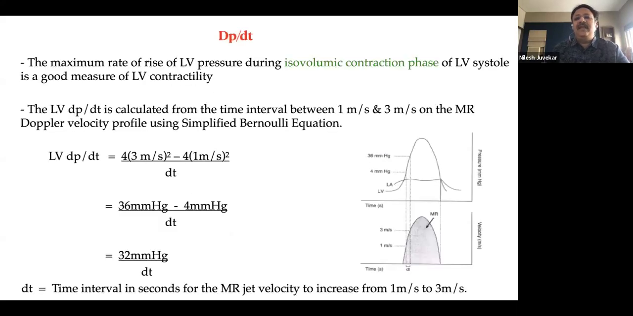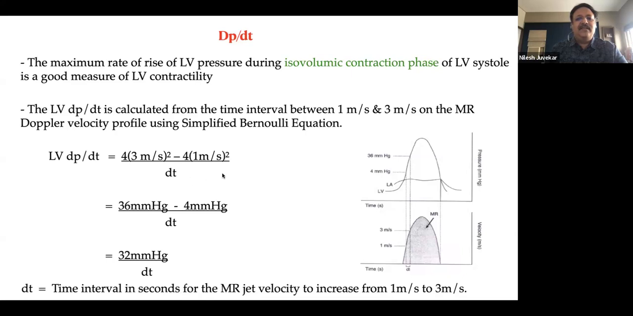Now coming to dP by dt. So basically, in the isovolumic contraction phase, the maximum rate of rise of LV pressure is a good measure of LV contractility. It is measured by the simplified Bernoulli equation. For this, the presence of some amount of mitral regurgitation is a must. In this mitral regurgitation Doppler velocity profile, we see the rate of rise from 1 meter per second to 3 meters per second.